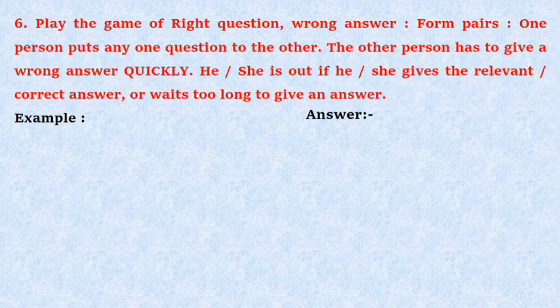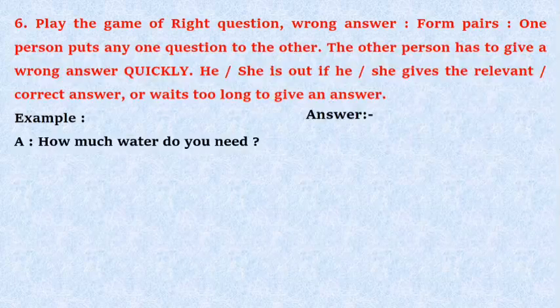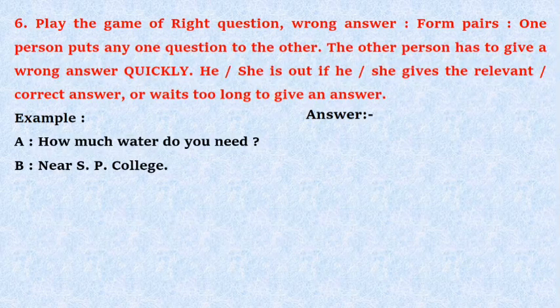Question number 6. Play the game and write questions. Wrong answer. Form pairs. One person puts any one question to the other. The other person has to give a wrong answer quickly. He or she is out if he or she gives the relevant correct answer or waits too long to give an answer. Example: First, how much water do you need? Second, near SP College.